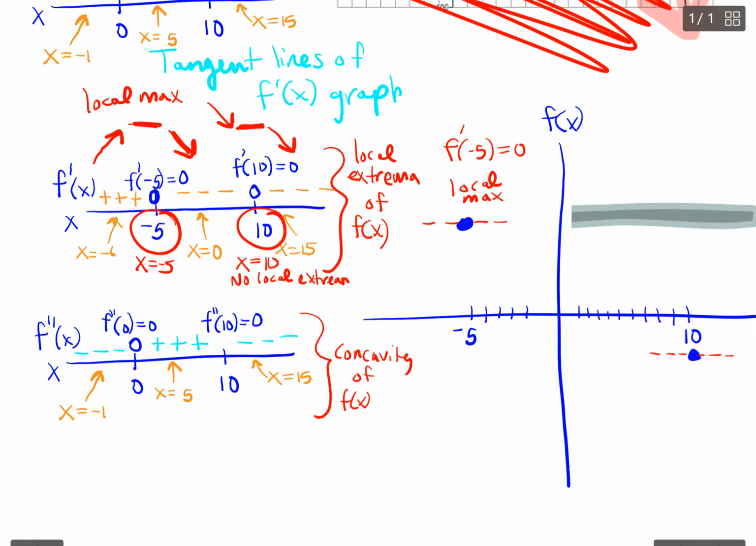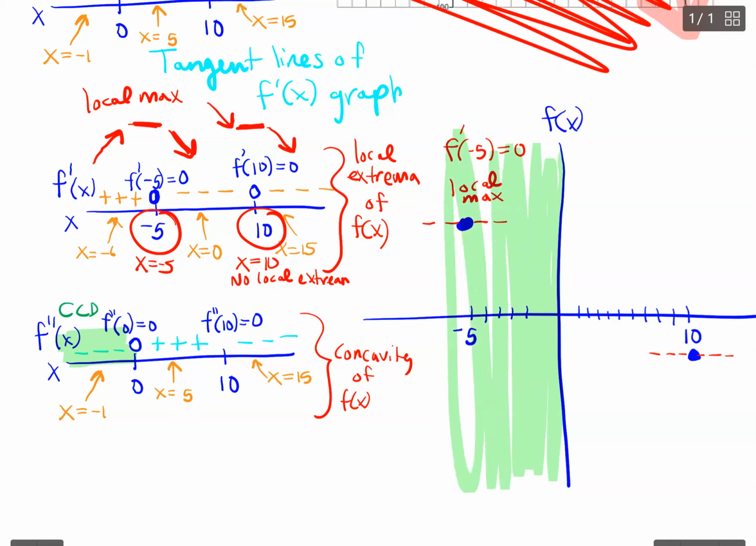Now let's connect those points on the graph with our concavity. So what's going on with the concavity here? We know we need to be concave down in this region until I hit 0. So all this region here needs to be concave down. I'm going to shade all this concave down. Anything I draw in this green shaded region needs to be concave down. And then I switch over to concave up between 0 and 10. That makes an inflection point here, right?